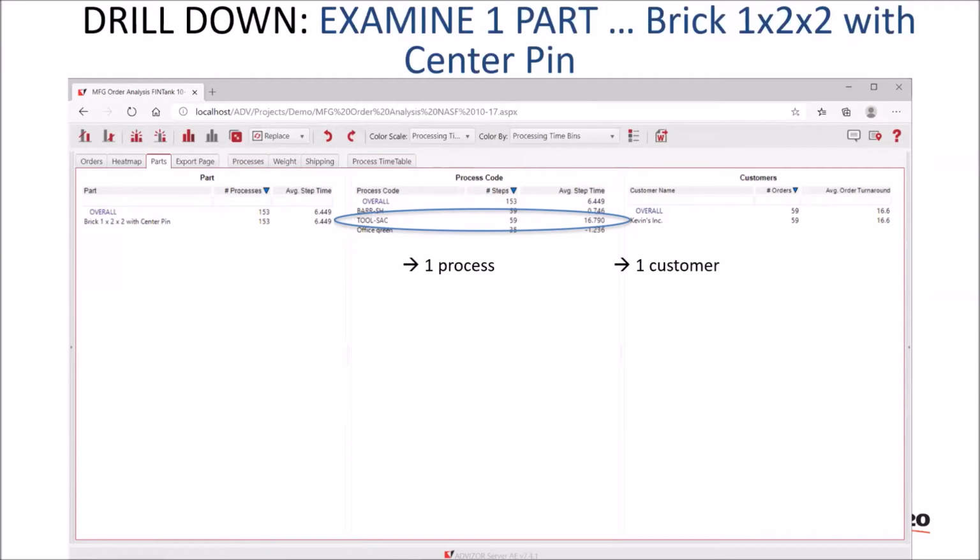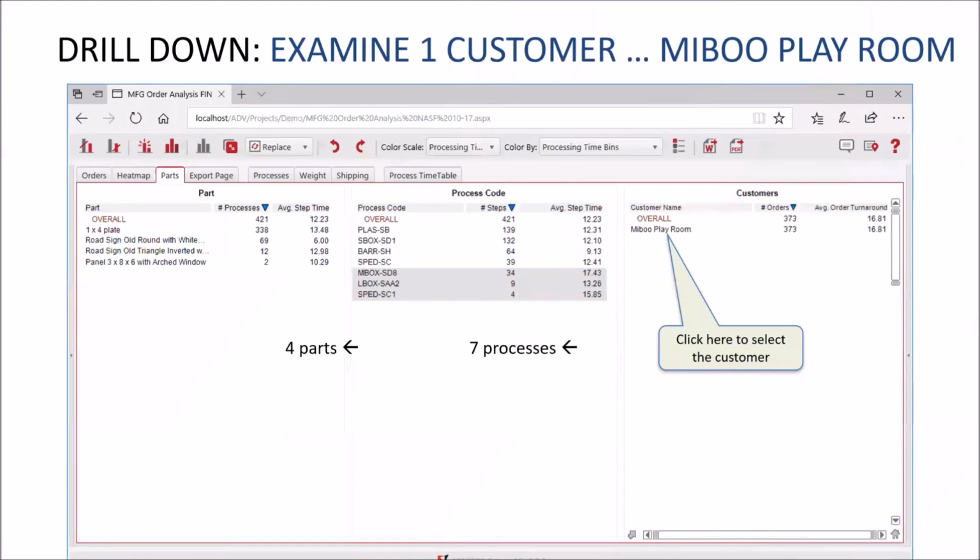But we've highlighted the issue with this part that we want to drill on, because fixing this will make us more efficient and get our cycle times down. Let's look at it another way. Mibu Playroom is one of my customers. They had 373 orders at almost 17 days. That's a problem. So I clicked Mibu Playroom.